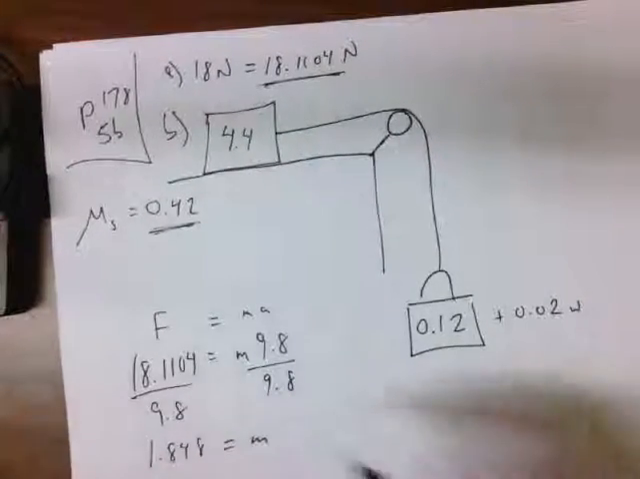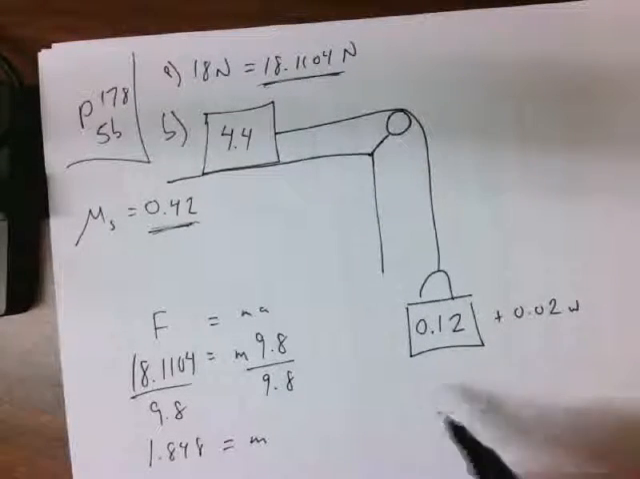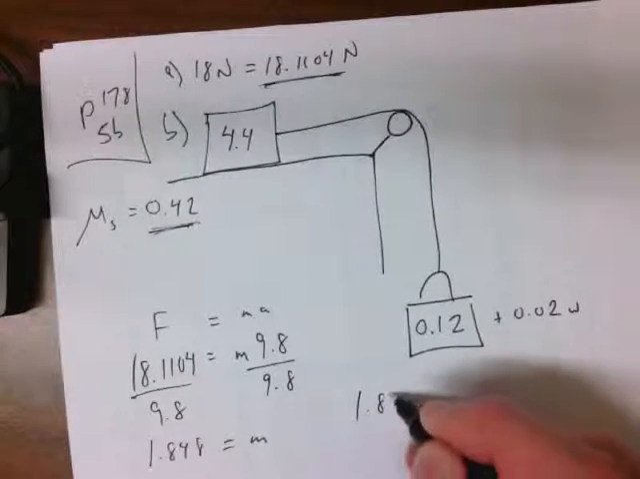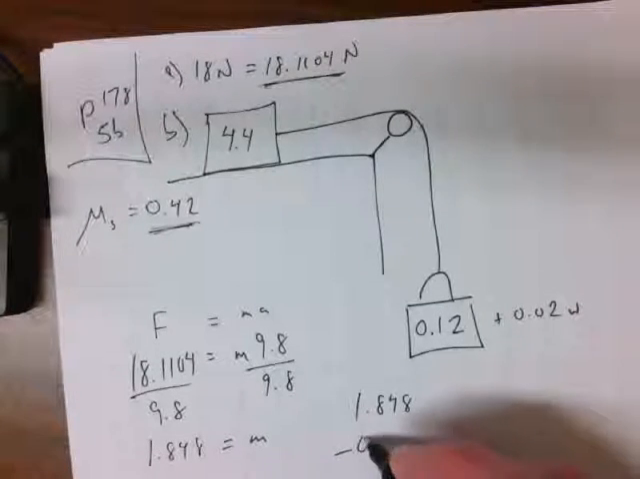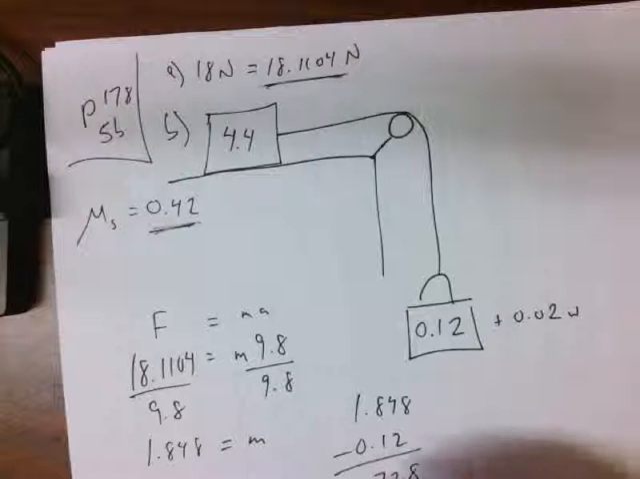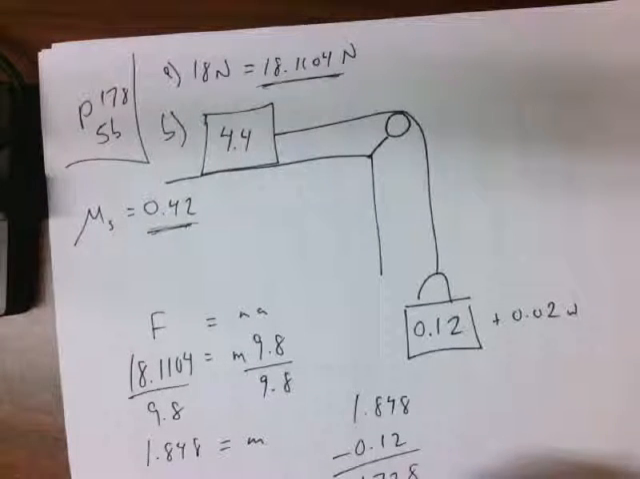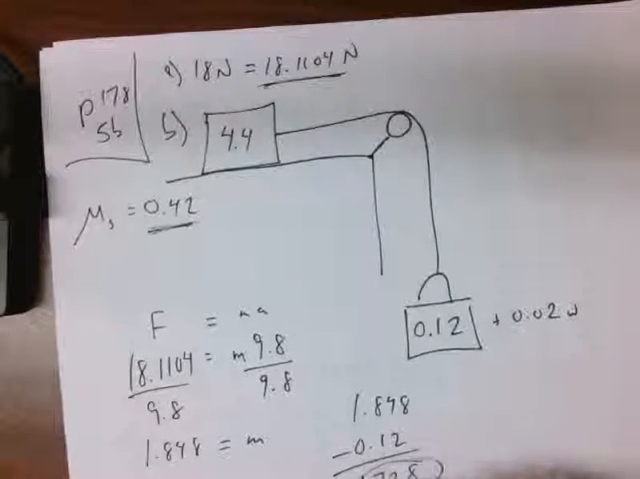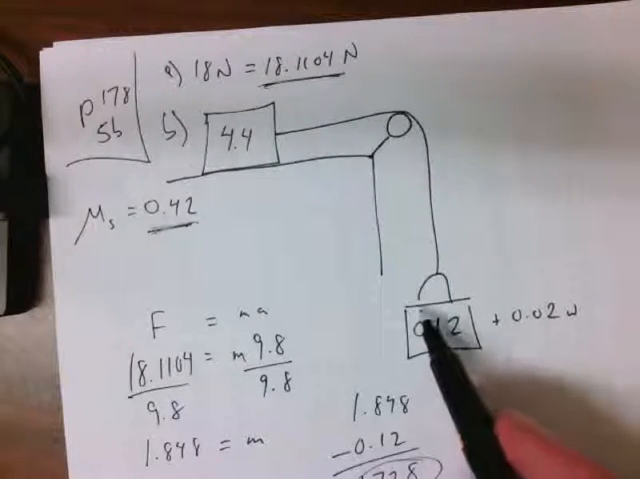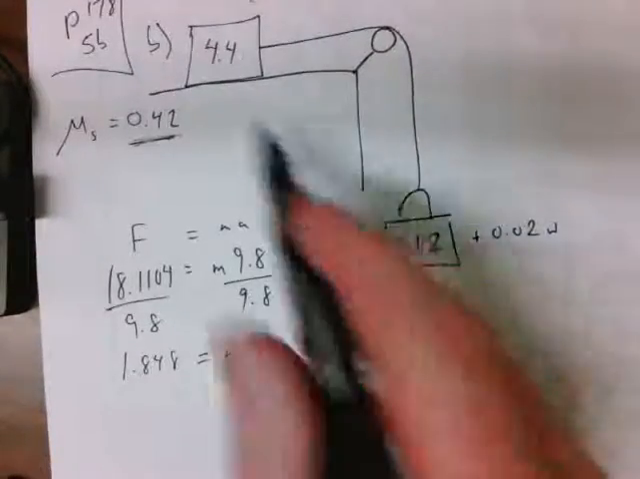1.848 equals the mass. Now we need to get rid of the mass of the bucket. So 1.848 minus 0.12 is 1.728. I feel like checking, yeah. So 1.728. This is how many kilograms of washers are in this before it goes too far. 1.728 before it starts moving.